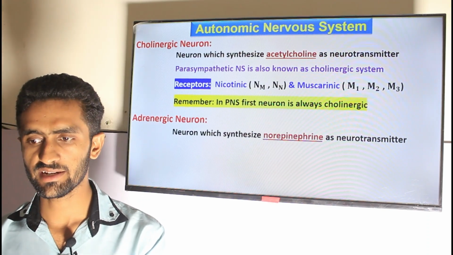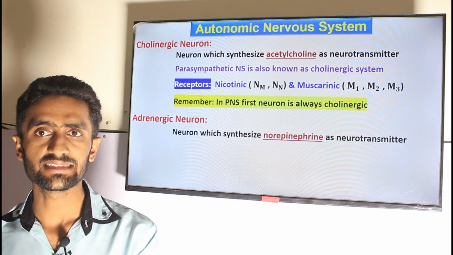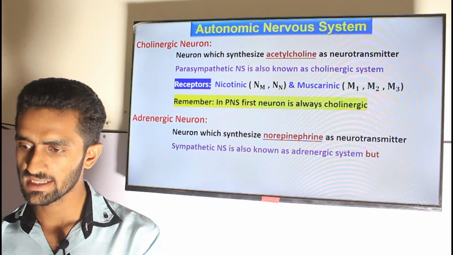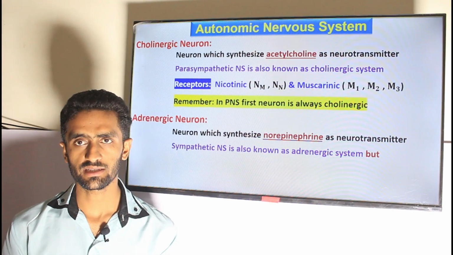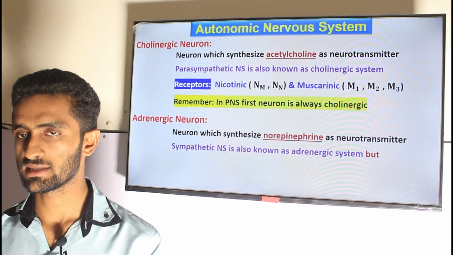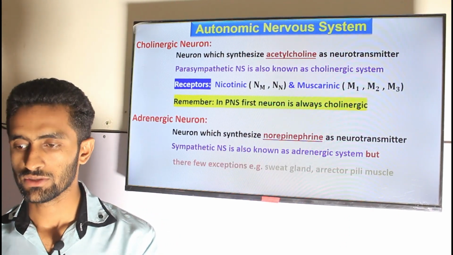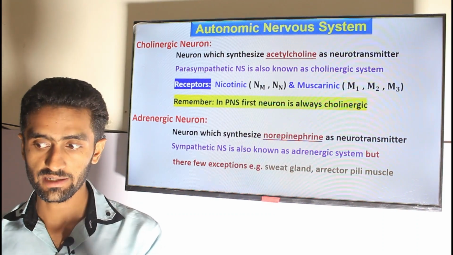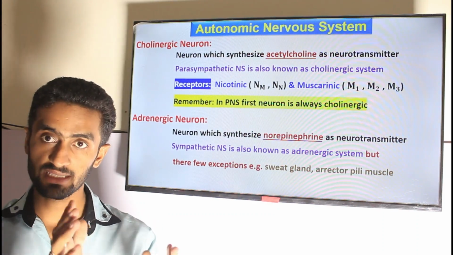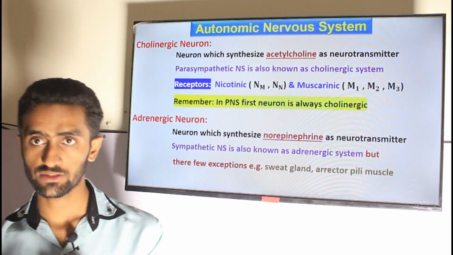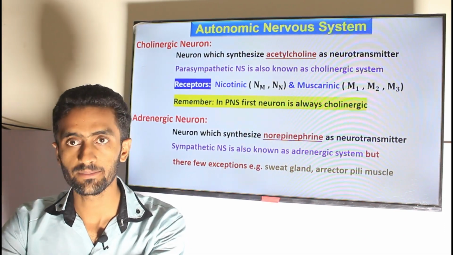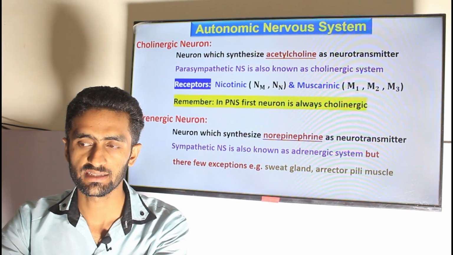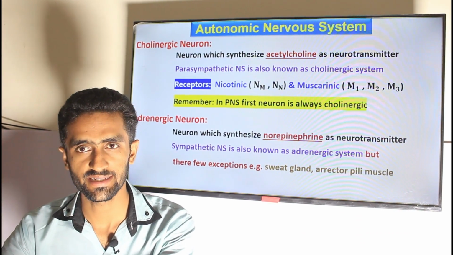If you look at the adrenergic, of course they release norepinephrine. The sympathetic nervous system is usually called the adrenergic system, but there are a few exceptions you need to know because they are really tested. The exceptions are the sweat gland and the erector pili muscle. These are the cholinergic type. In the sweat gland and the erector pili muscle, the neurotransmitter is acetylcholine.